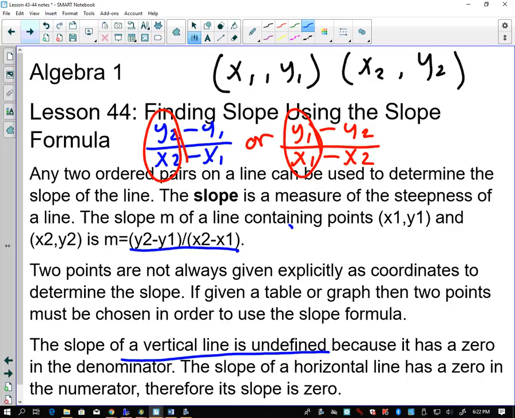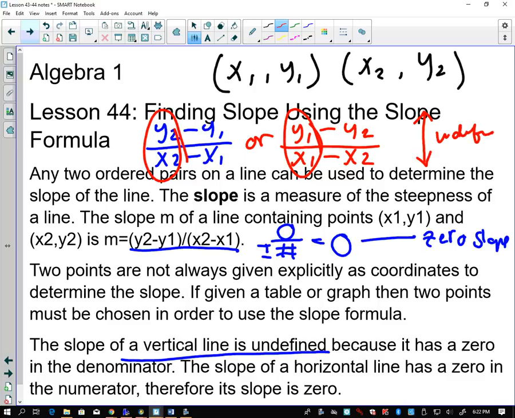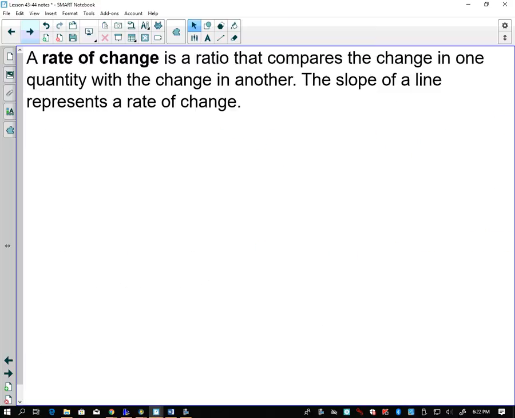If you've got 0 divided by a number, any number, positive or negative, it's going to be 0. So a horizontal line has a 0 slope, whereas a vertical line has an undefined slope. All right. A rate of change is a ratio that compares the change in one quantity with the change in another. The slope of a line represents a rate of change.